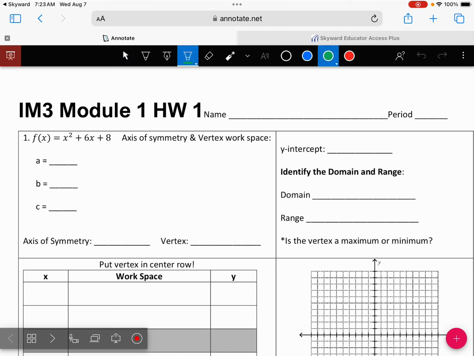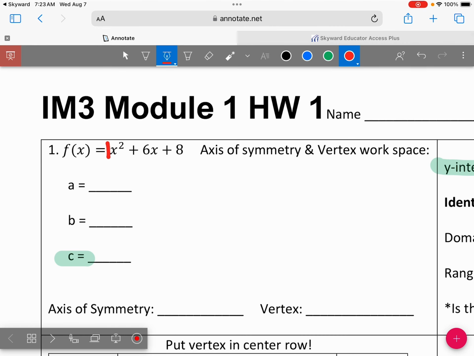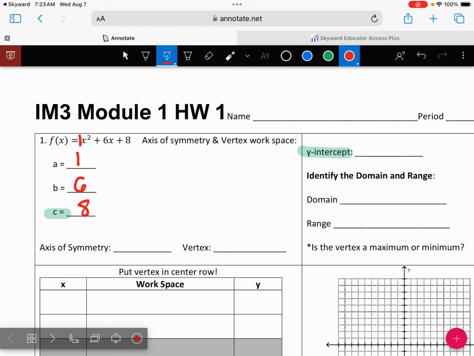For your y-intercept, the y-intercept is always C. They go together, okay? So when I'm looking at this first equation, A is 1, B is 6, and C is 8. So your y-intercept would be at 8. So you're going to write that as 0, 8.